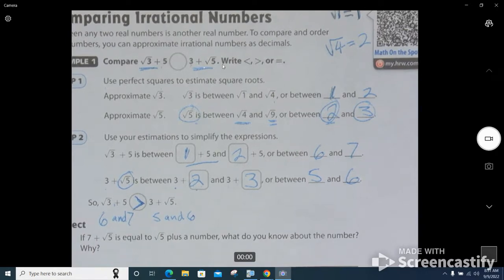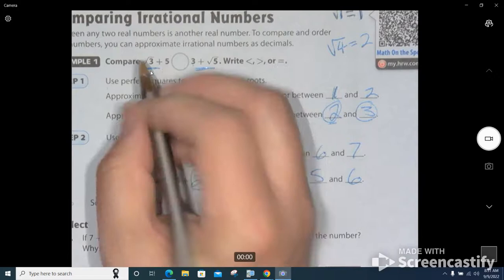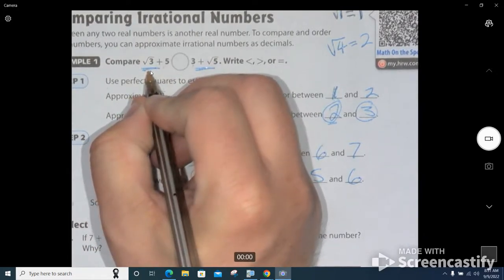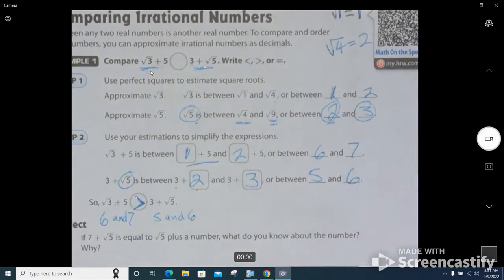We're trying to determine which one is the greater of these two values. We're trying to do it without a calculator, but I'm going to show you on a calculator so it makes a little more sense. So the first thing that we need to know is, what is the square root of 3 plus 5? Now, the square root of 3 is a number. It's an irrational number, but we don't know what it is yet.